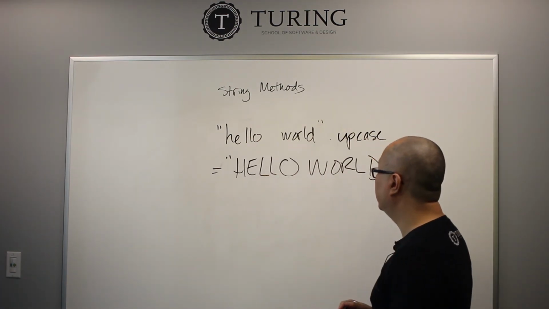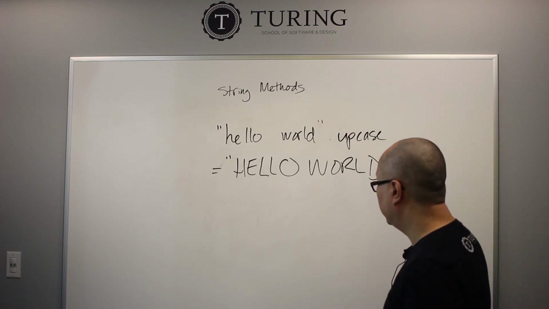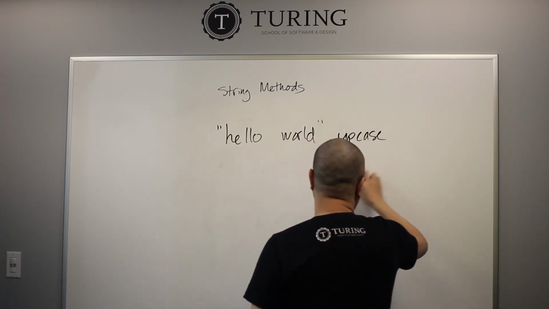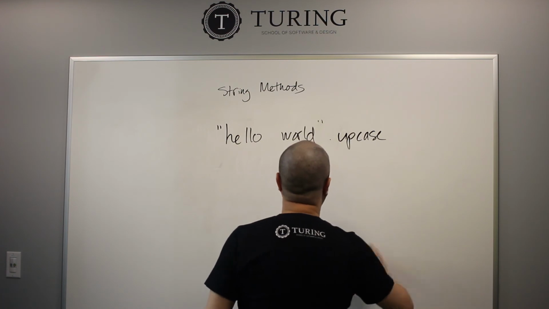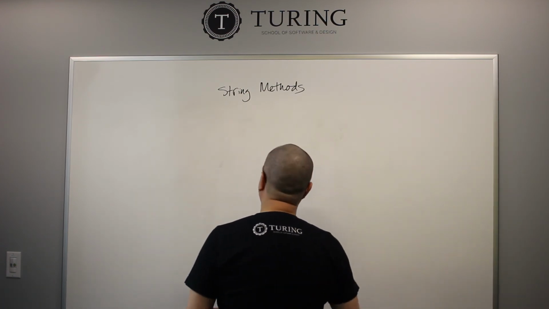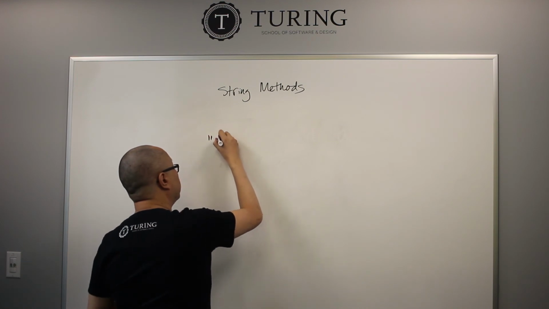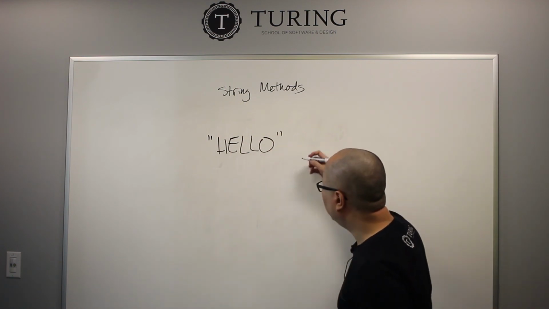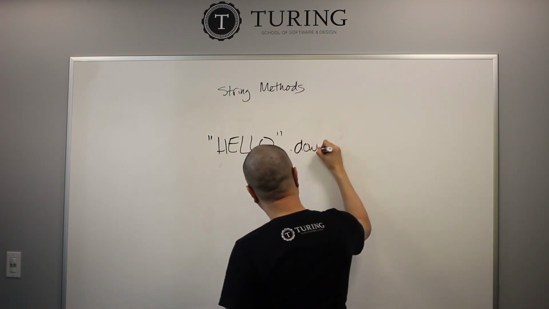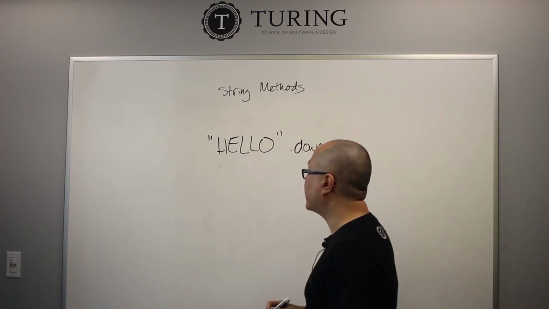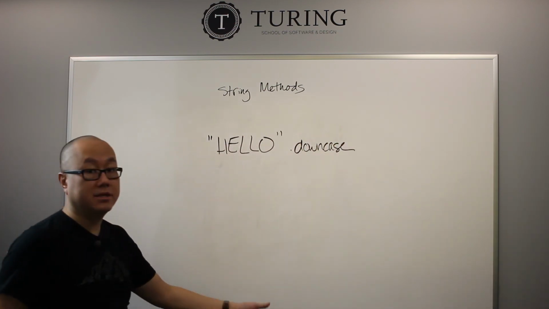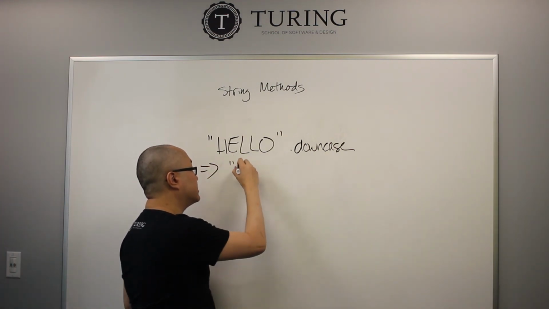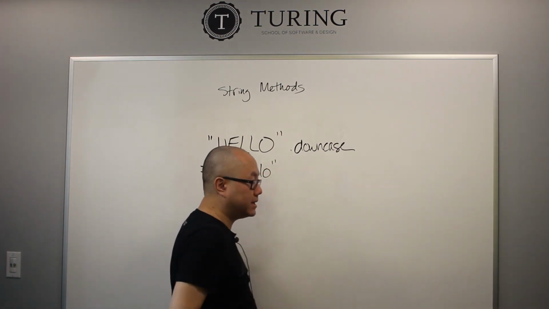Cool. So other methods. There are countless methods for this. Let's say we have this string of hello all in caps. What if we run the downcase method? What is that going to give us? Well, if upcase makes the little letters big, downcase makes the big letters little.